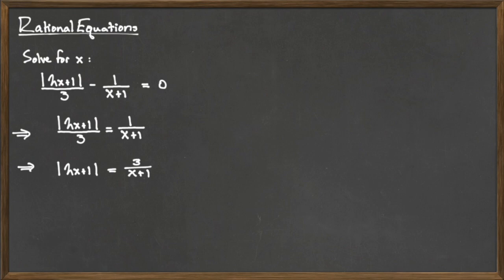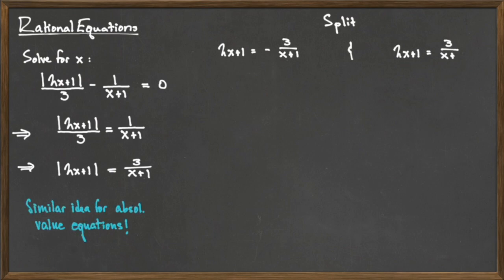We said in the last slide that we want to try to reduce this to a polynomial equation, and eventually we do, but right now that absolute value term is kind of taking priority. Because I have absolute value of stuff equals something else, I'm now going to use the methods that we learned previously to split this into two separate equations. I'm going to get 2x plus 1 equals negative 3 over x plus 1, and 2x plus 1 equals positive 3 over x plus 1.